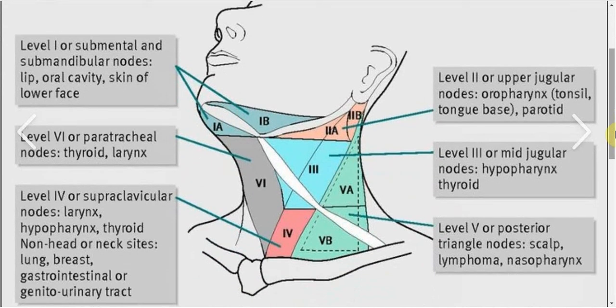And these are the levels of the deep nodes. This is level 1, known as the level 1 or the submental and the submandibular nodes. And what is being drained? The lip, the oral cavity, and the skin of the lower face.